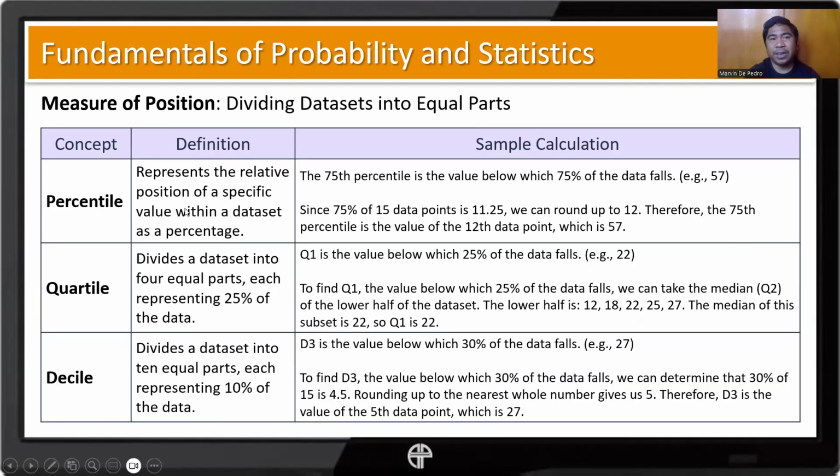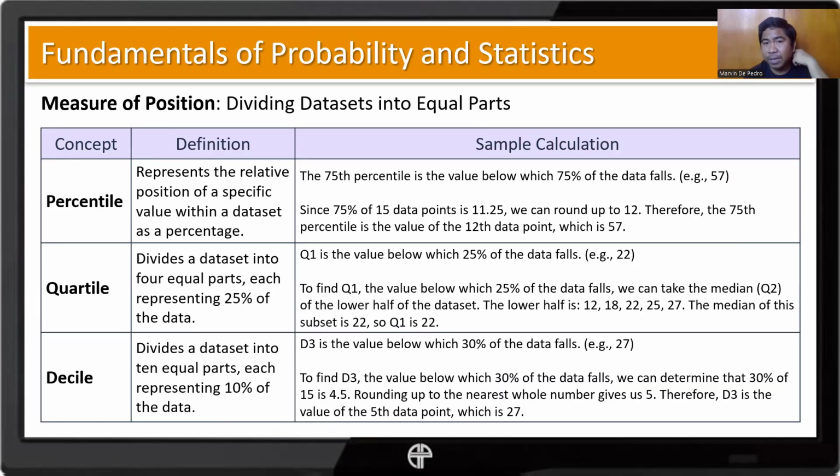It represents the relative position of a specific value within a data set as a percentage. So for example, the 75th percentile is the value below which 75% of the data falls. And since 75% of 15 data points is 11.25, we can round up to 12. And therefore, the 75th percentile is the value of the 12th data point, which is 57.